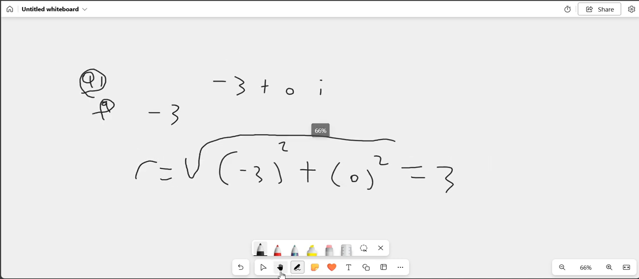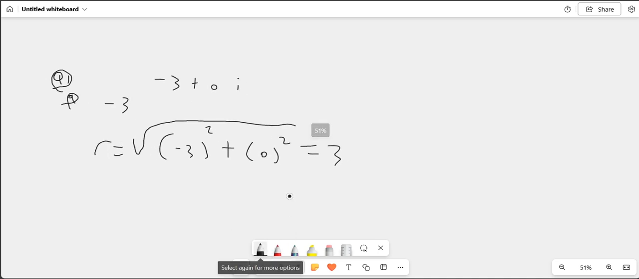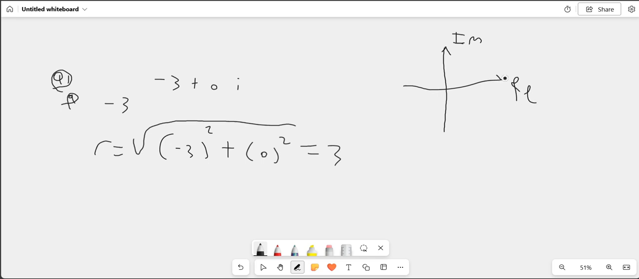Now you need to find theta. That's easy: just plot it. The vertical axis is imaginary and the real axis is horizontal. On the real axis it's minus 3, and imaginary is nothing, so it's just minus 3. What angle does that make? You measure from the real axis and go anti-clockwise. That's going to make pi.